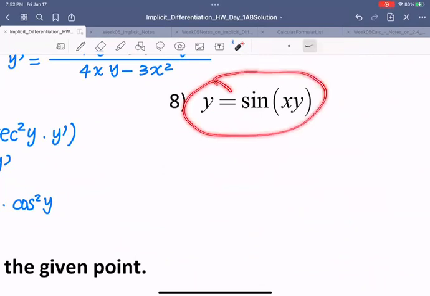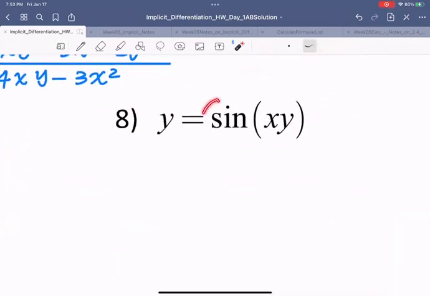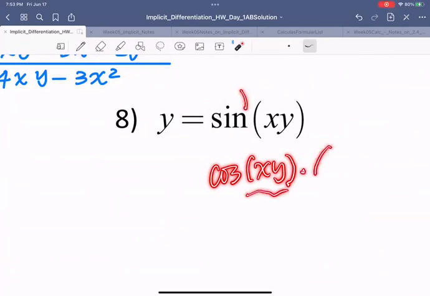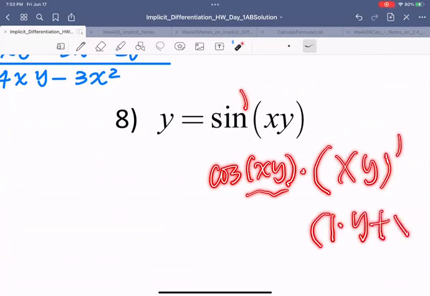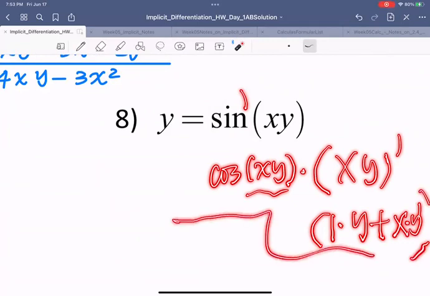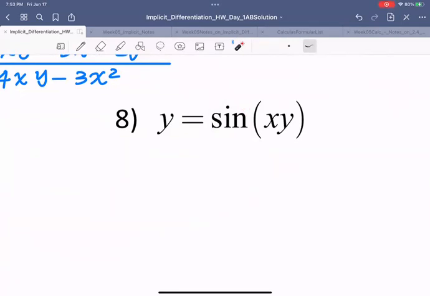This one, you want to pay attention. You want to know who is the outlier. So the outlier here is the sine. Sine's derivative is cosine. So you have this guy outside first. This guy's derivative is cosine. And then you will times this guy's derivative. X's derivative is 1 times y plus x copied down times y prime. And then you will be able to solve for your y prime. Everybody go ahead to number 8.